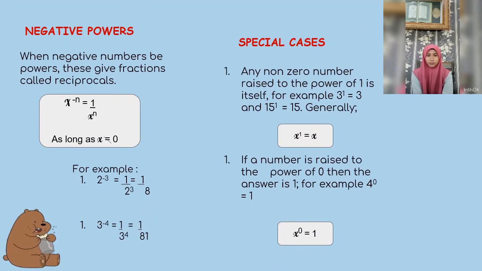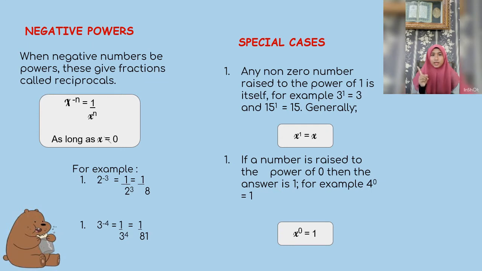Okay, next, negative power. When a negative number is the power, it gives a fraction called the reciprocal. Generally, x to the power of negative n becomes 1 over x to the power of n, as long as x is not equal to 0. For example, 2 to the power of negative 3 becomes 1 over 2 to the power of 3, or equal to 1 over 8. Second, 3 to the power of negative 4 becomes 1 over 3 to the power of 4, or equivalent to 1 over 81.